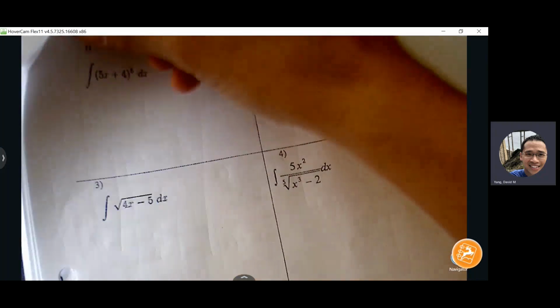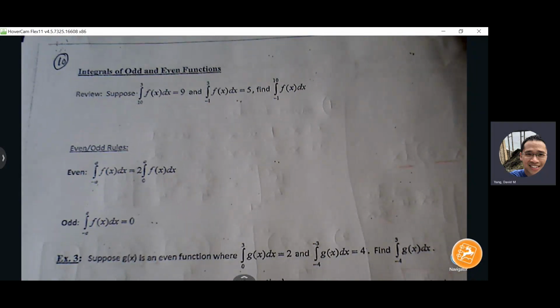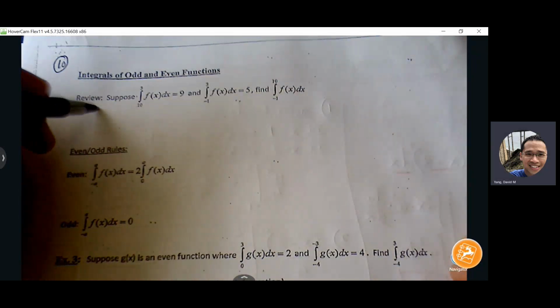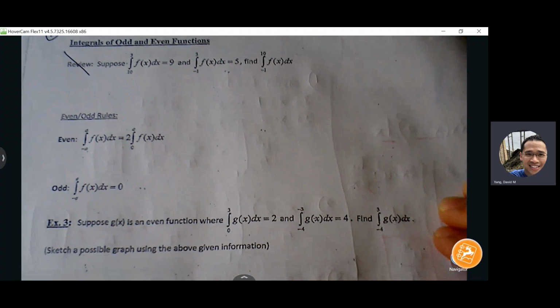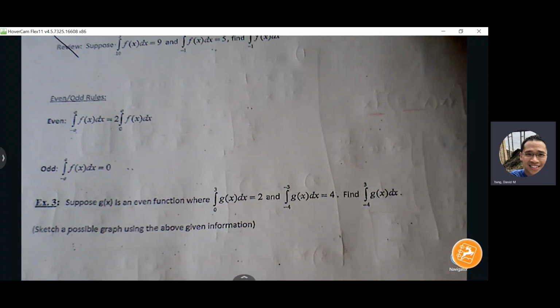Okay. All right, let me see if I can get through this last page of notes here, page 10. Even and odd functions. Okay, we'll skip the review for now. And let me talk about even and odd functions and even and odd rules.